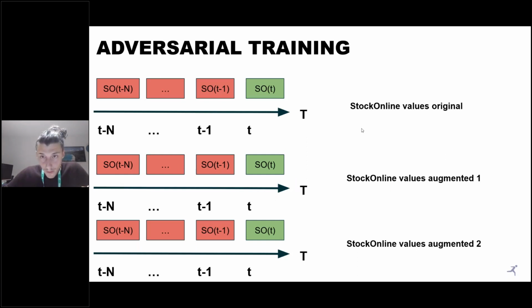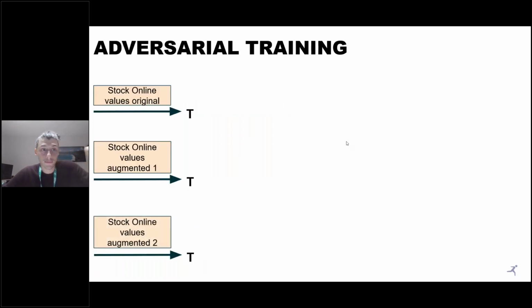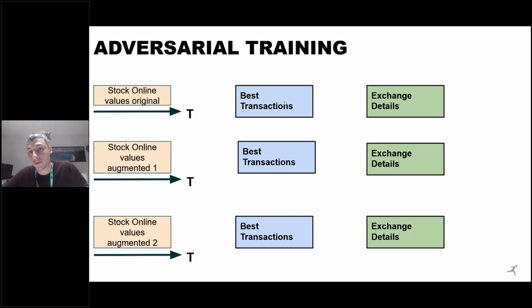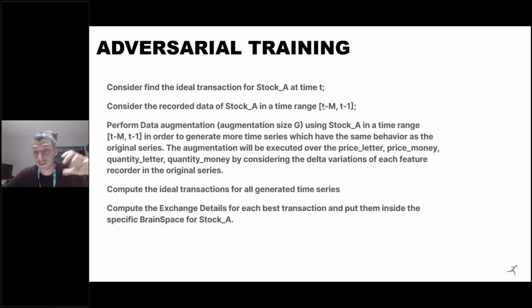When we get that, we compute data augmentation on it. We record the little deltas for that stock online, and we create different augmented versions of that stock. We augment the time series and create different versions of that time series, so that we have replicas that also allow us to predict the next behavior of the stock in the near future, obviously. When we have these different augmented time series, we compute the best transaction for each time series. Then from the best transaction, we derive the exchange details. And that's it. We will use these exchange details to recognize the best transaction when we go live in the future. So, validation time.